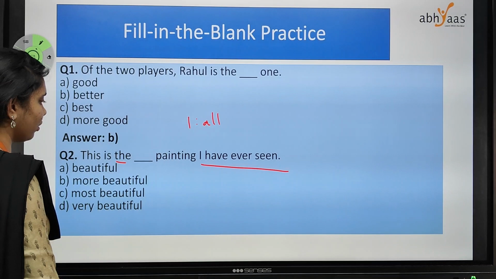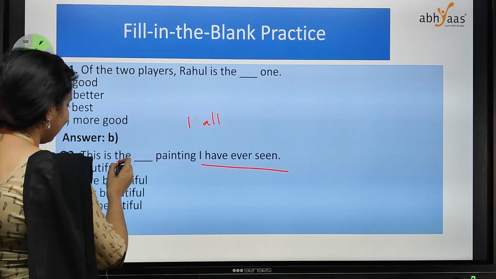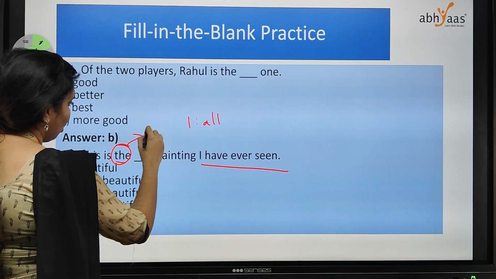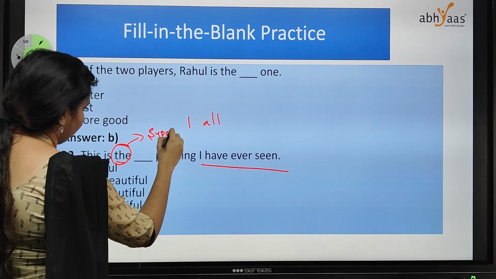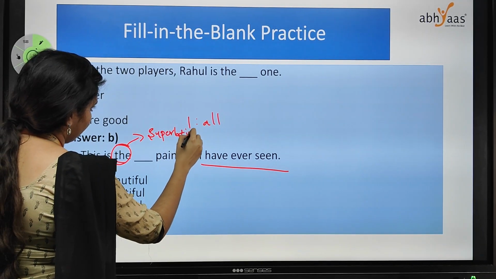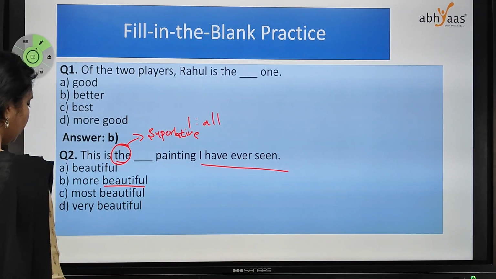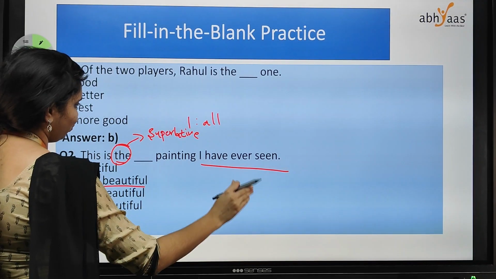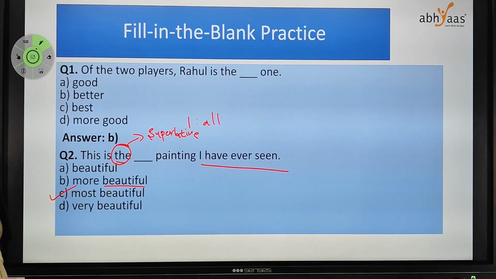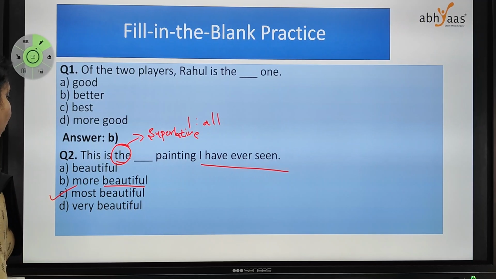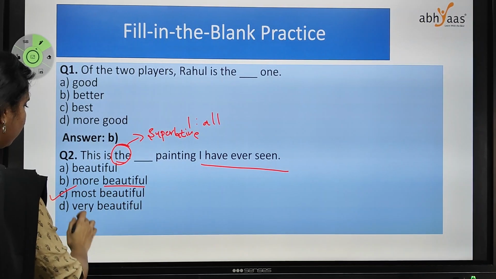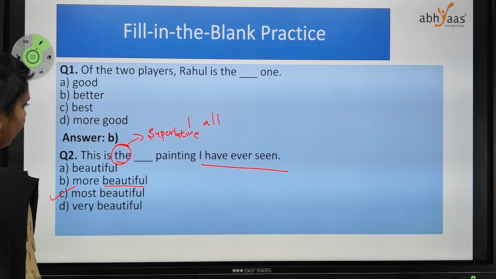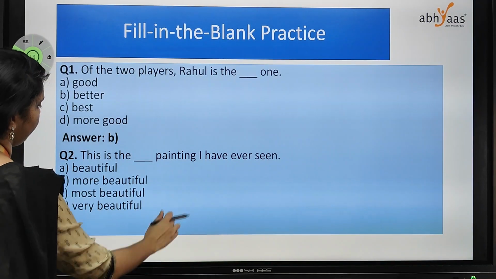Don't say, ma'am, what if he saw only two paintings, because here the is being mentioned, so this is a clue for superlative degree. Okay, and what would be the superlative degree for beautiful? It would be most beautiful, not very beautiful, because this is a sentence being used for comparison. So the degree of comparison which enters here is superlative. This is the most beautiful painting I have ever seen.